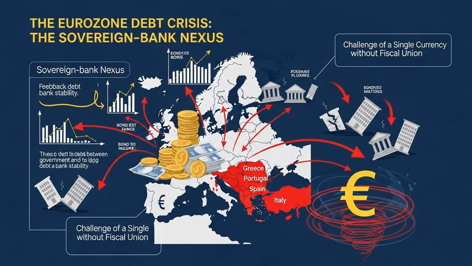The crisis highlighted the fundamental challenge of having a single currency without a unified fiscal policy, and it took a series of massive bailouts to prevent the collapse of the euro itself.